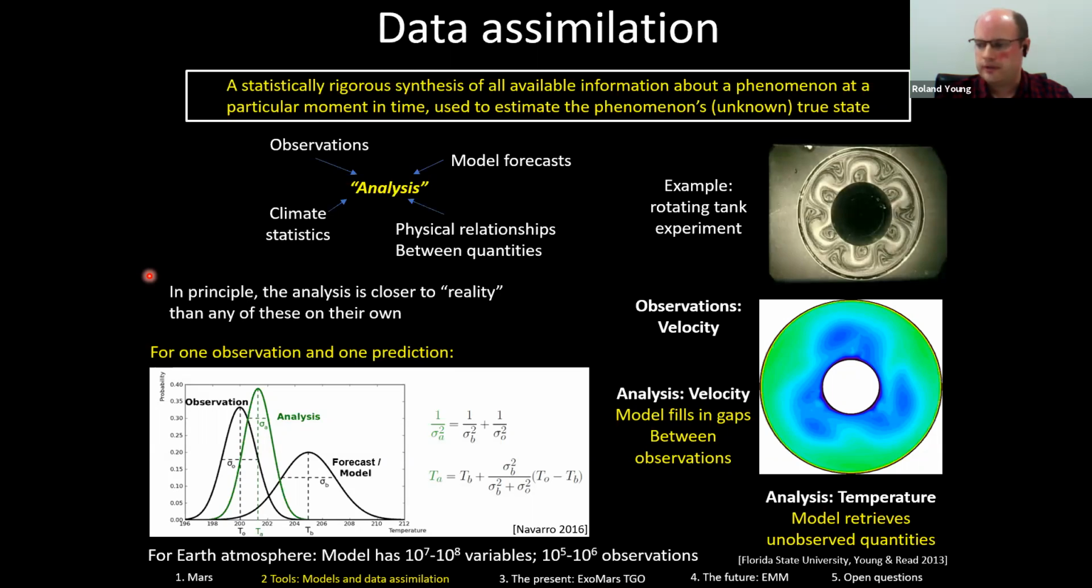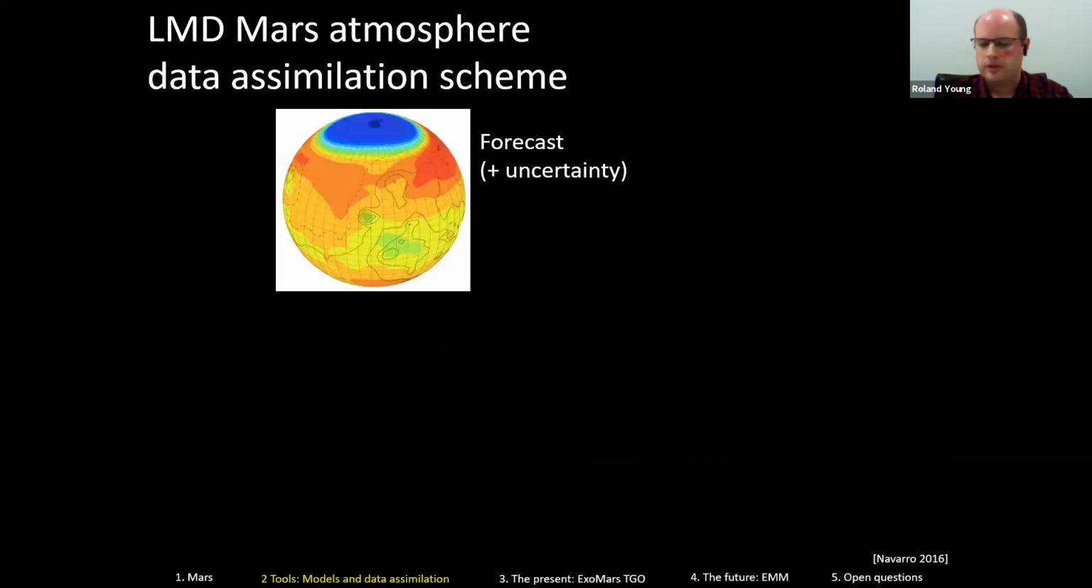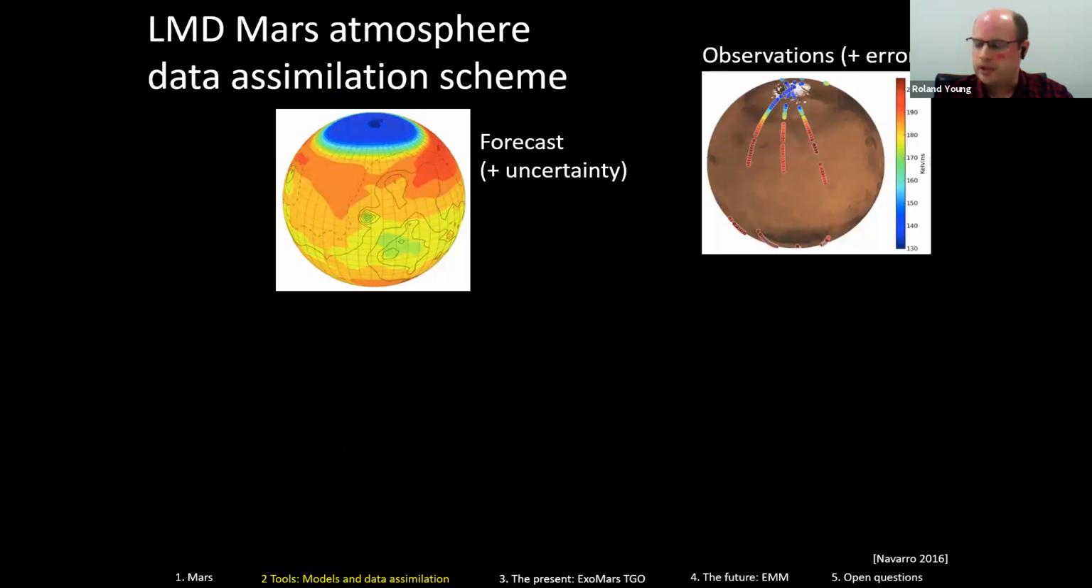So these two things make this technique quite powerful. And we can apply it to Mars by running simulations of the Martian climate using our model, and then we combine them with observations. In this case, this illustrates some observations from Mars Reconnaissance Orbiter.